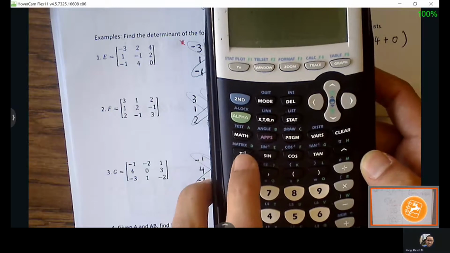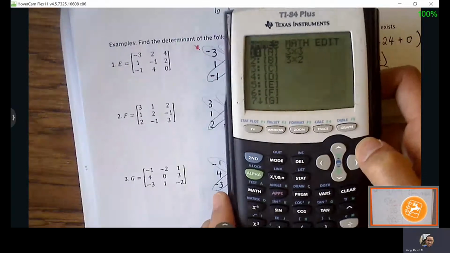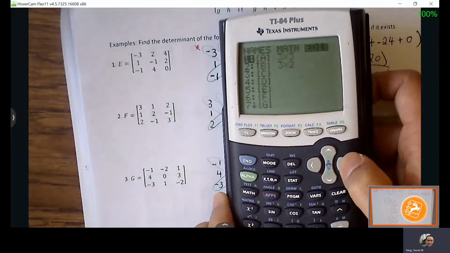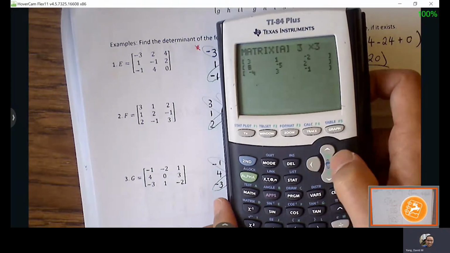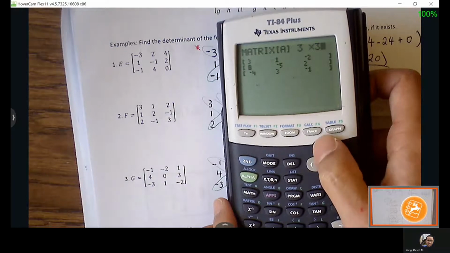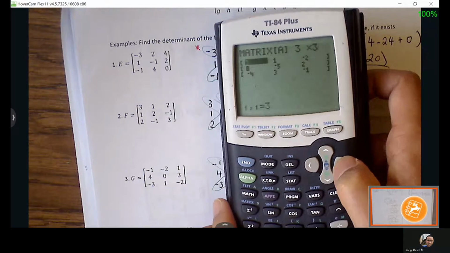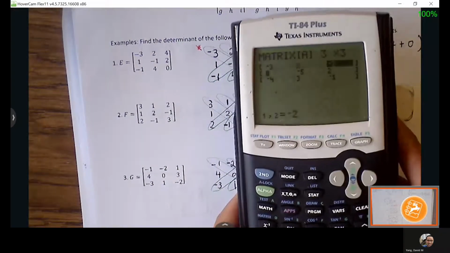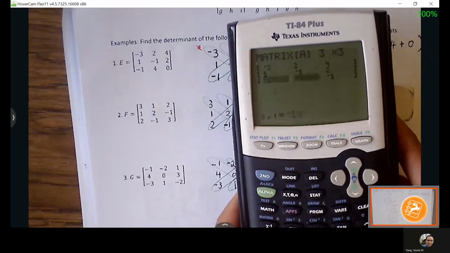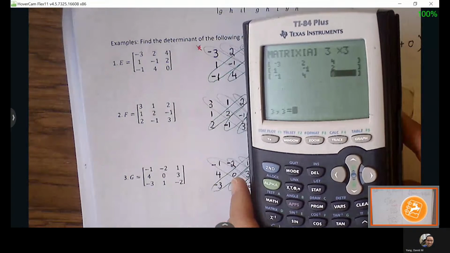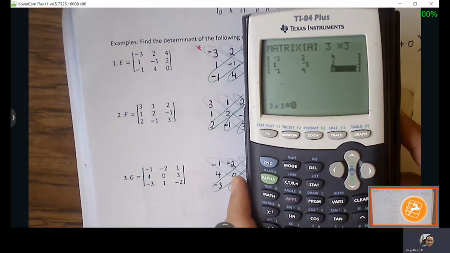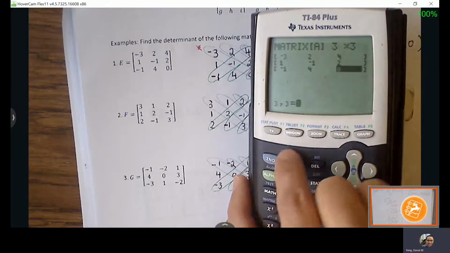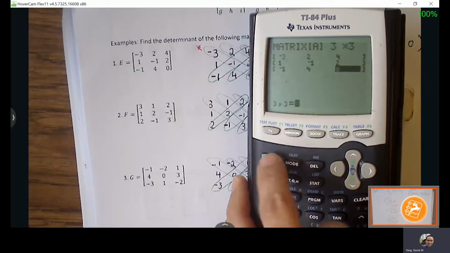So if we do second matrix, you're going to get a similar feature. It looks very much like the page that we went through. Scroll over to edit, and you're going to edit your 3x3 matrix. If it's not showing 3x3, you can just enter that number in and create a 3x3 matrix. Enter everything in. Okay, so once you have all of your elements filled in, you're going to go back to your home page. So do second mode. That will take you back to your home screen.